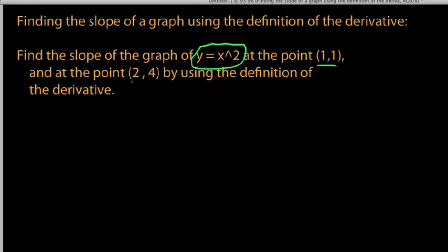I also like to bring up the fact that the point (-2, 4) is also on the graph while we're here. But we're going to do this using the definition of the limit. So let's go ahead and start with this. When we talk about the derivative of a graph at a given x value, what we're saying is find the slope of the graph at that given x value.